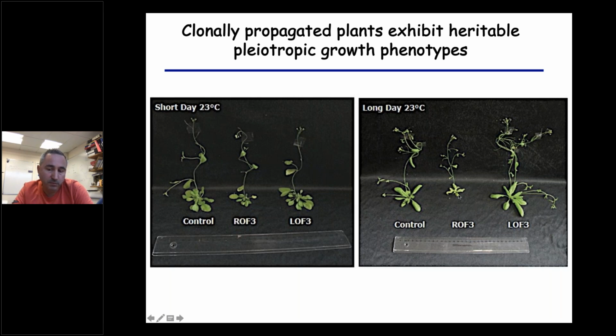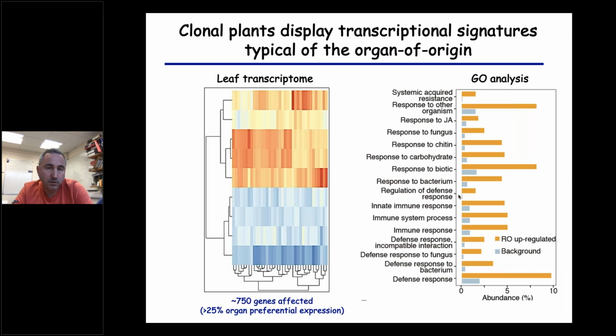So to get a better idea of what are the changes causing these phenotypes, we conducted a transcriptome analysis. And when we compare the transcriptome of leaves of lines that were cloned from leaves or roots, we found that there were around 750 to 1,000 genes that were affected between the plants originated from leaves or roots. Remember, these plants are genetically identical, epigenetically different. And around 25% of the genes affected had an organ-preferential expression. So what it means is that they were exclusively expressed in roots or in leaves in a normal plant.